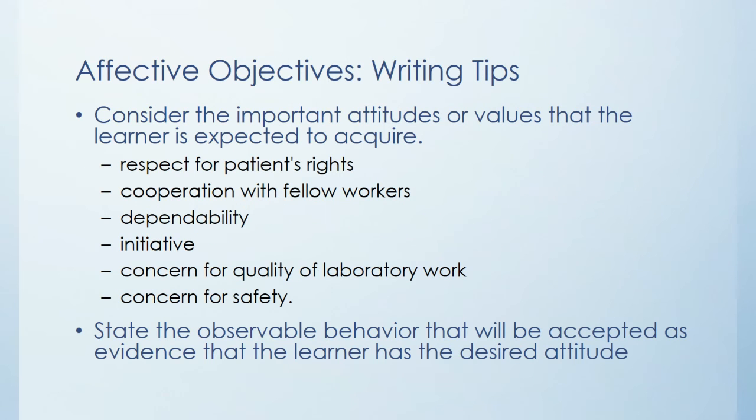All right, so when you're writing the affective objectives, this can be kind of difficult because how are you going to assess someone's feelings? So it's important to consider the attitudes or values that the learner is expected to acquire. Things could include respect for patients' rights, cooperation with fellow workers, dependability, initiative, concern for quality of laboratory work, concern for safety. And you'll state the observable behavior that will be accepted as evidence that the learner has the desired attitude.